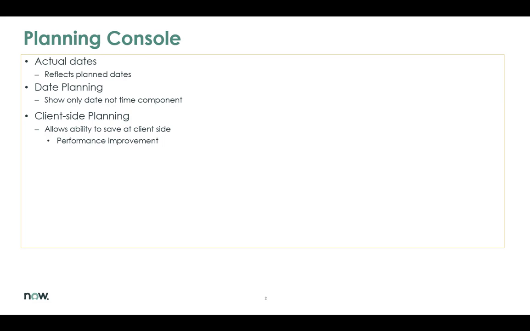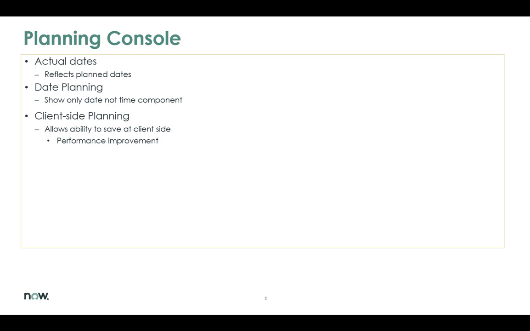Now when the task is in progress or complete, the actual start and end task dates will reflect the planned start and end task dates. However, the user can override the system changes. Date-only planning. Also new with the planning console is date-only planning. The user now has the ability to show only dates in the planning console by removing the time component.